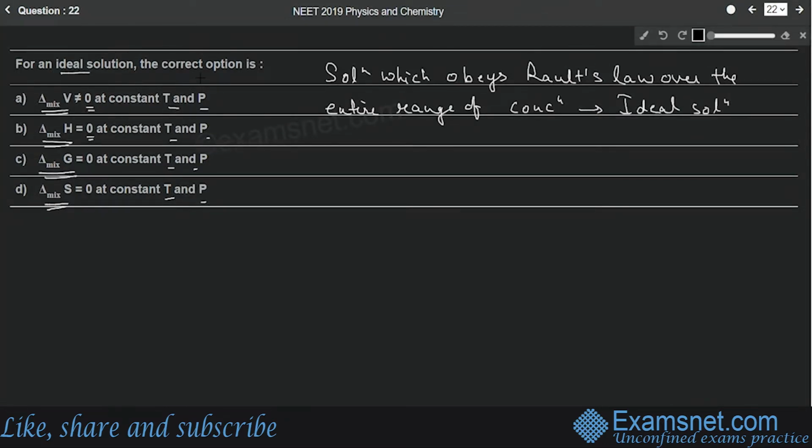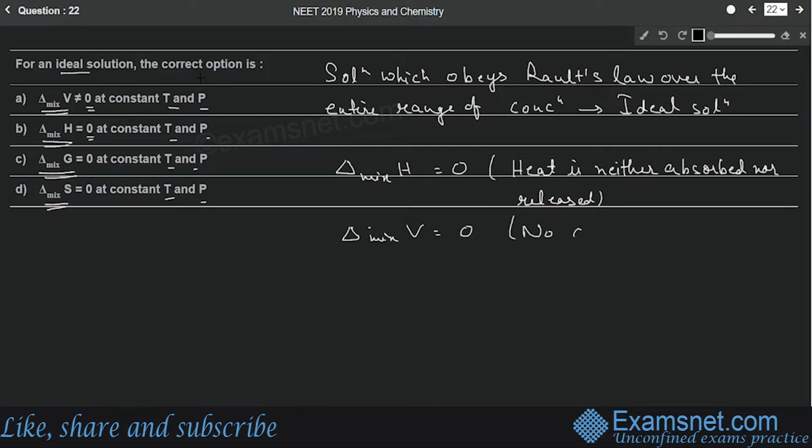Now an ideal solution has two important properties. First of all, delta H of mixing, that means enthalpy change of mixing, is 0. That means there is no change in enthalpy, or you can say that heat is neither absorbed nor released. Now if we talk about volume, then delta V of mixing also is 0. That means no change in volume. So the volume of the solution will be equal to the sum of the volumes of the components.